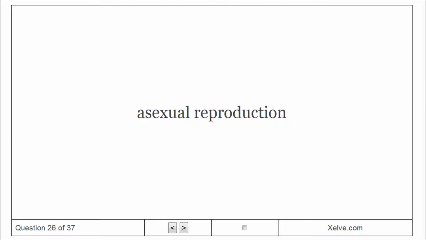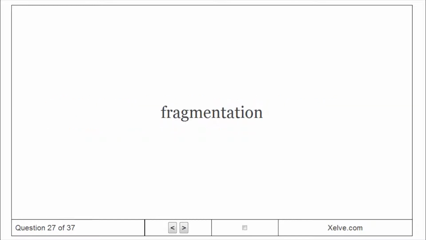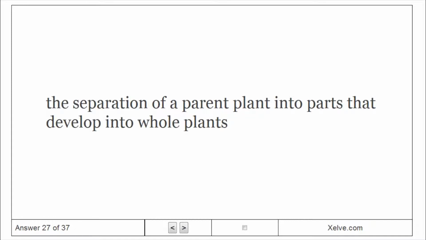Asexual reproduction. Offspring are derived from a single parent without genetic recombination. Fragmentation. The separation of a parent plant into parts that develop into whole plants.